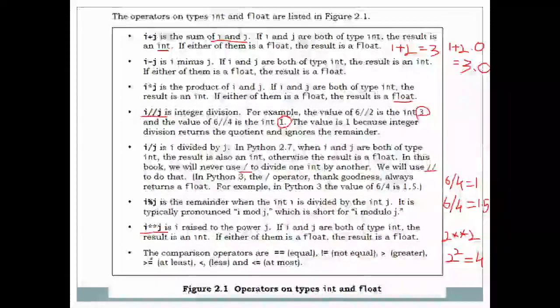Then the next are the comparison operators like equal, not equal, greater than or equal, less than or equal. All these operations are the same as in other programming languages. So these are some operators which can be used on int and float types.